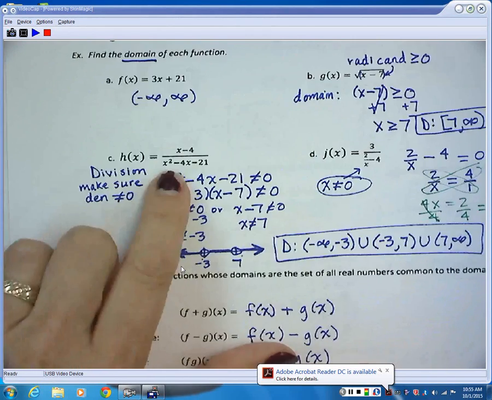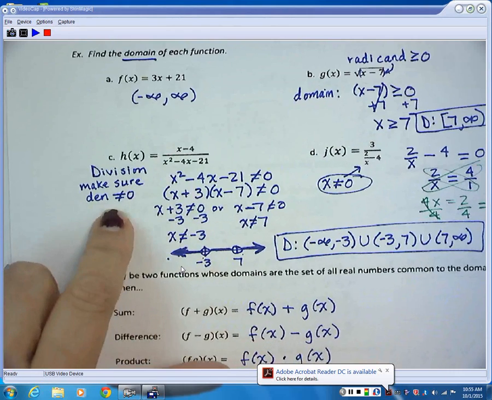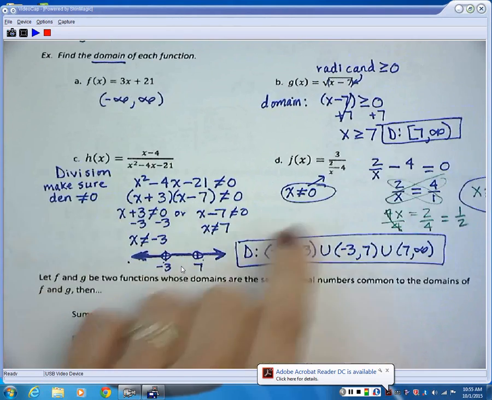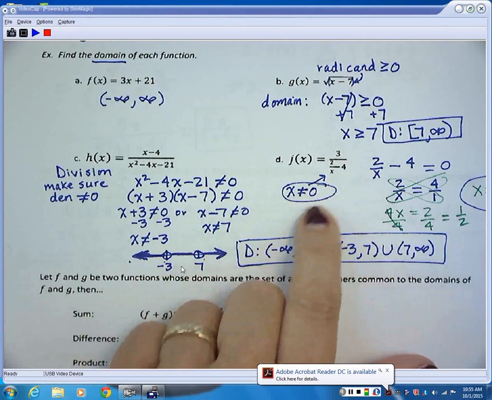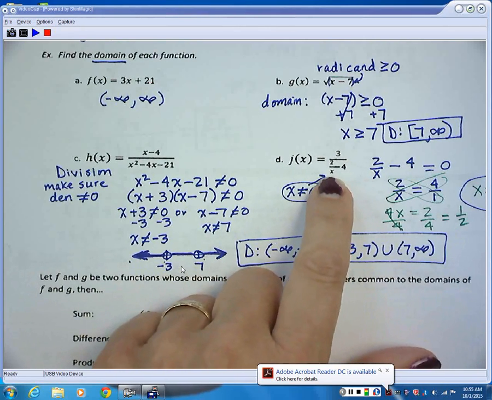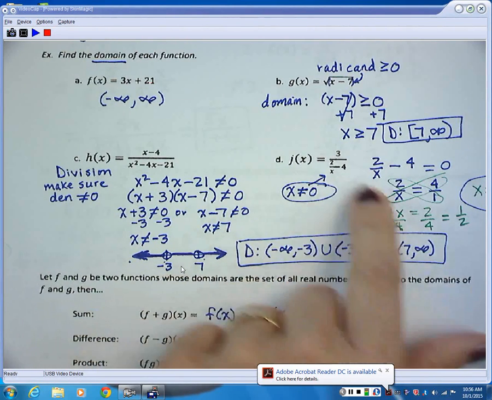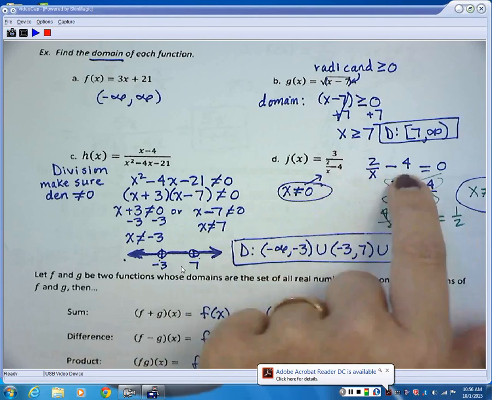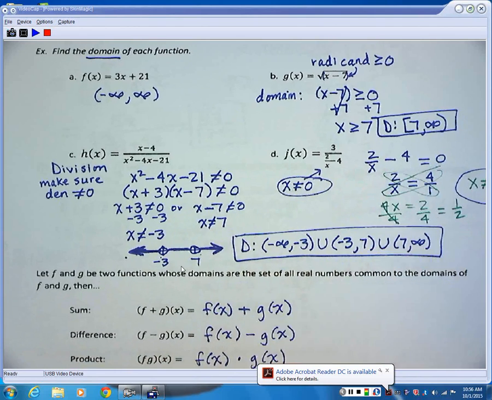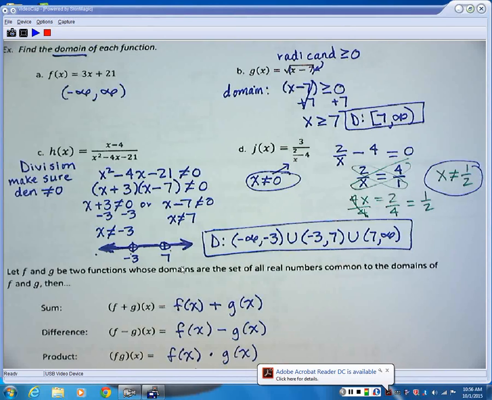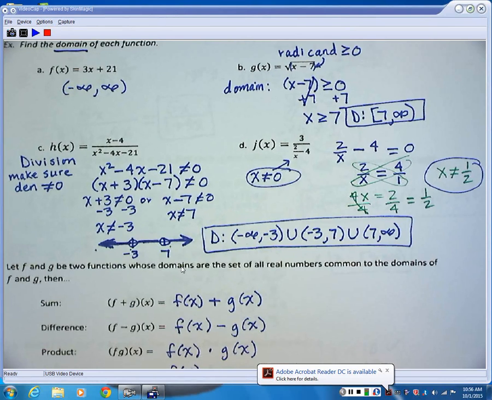When you're dividing by something, you make sure the denominator can't be 0. And if you have 2 divisions in a function, you've got to make sure the denominator of the fraction inside the fraction isn't 0, and then you set the denominator of this part to 0, solve algebraically, and show me your work. I have space for work. You need to show me your work. And then write the domain in interval notation. Okay? So that's the domains of basic functions.